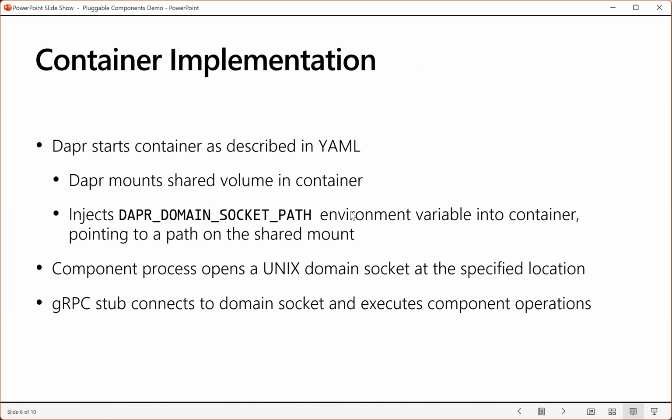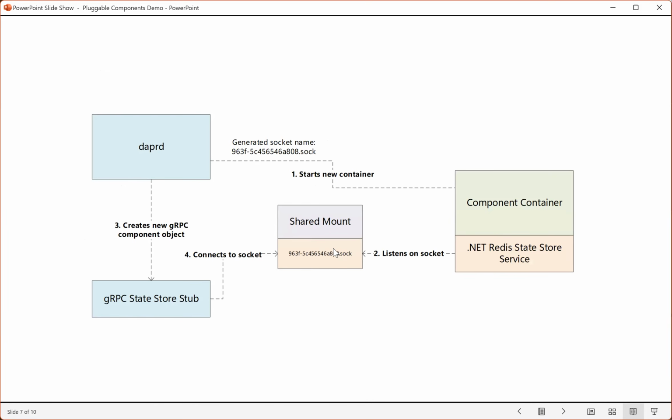In the case of the container, what happens is that the Dapr daemon starts the container, creates a shared volume, then injects an environment variable so that the two know it's a well-known domain socket. And then the component process opens that Unix domain socket, and the Dapr daemon connects to that domain socket and then performs the operations. So this is just like a visual diagram for people who are more visual. Create a socket name, start a container, open the socket, and then the Dapr daemon connects back.